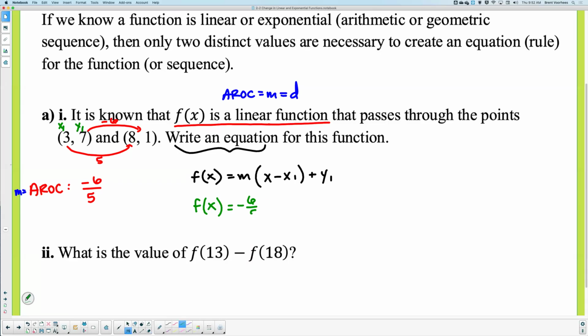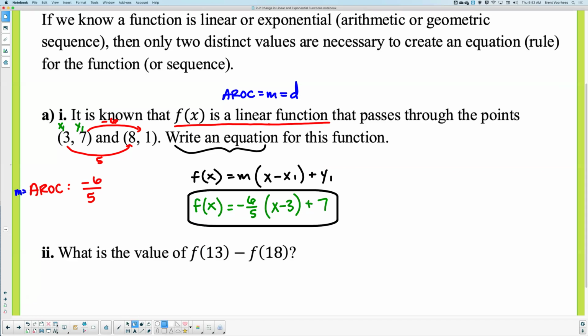times x minus 3, because x's are liars. This positive 3 becomes a negative 3. And then plus 7. There's your equation right there. That's our equation.